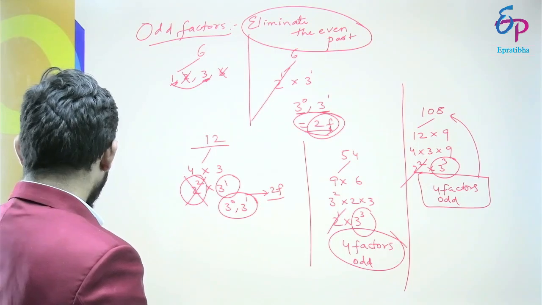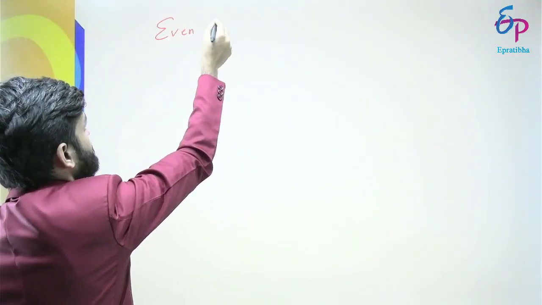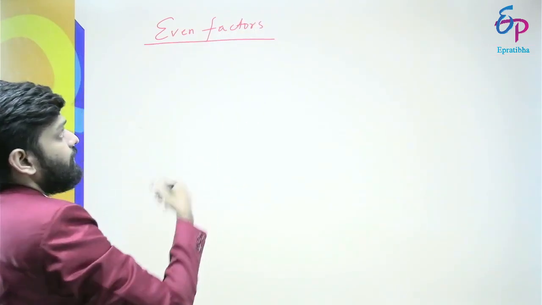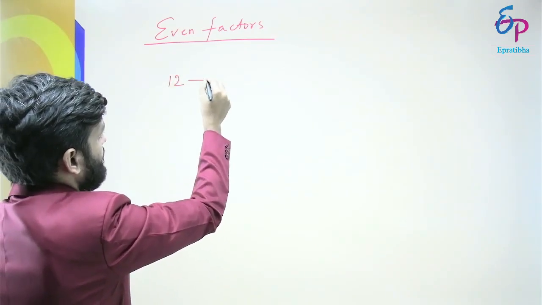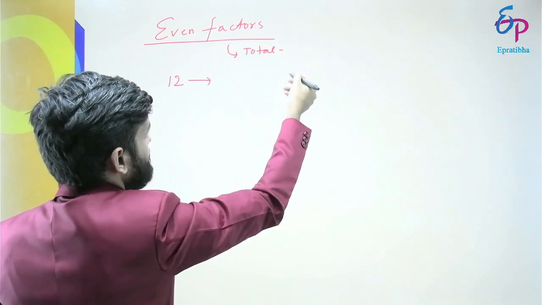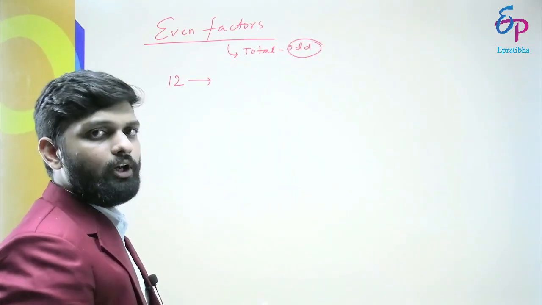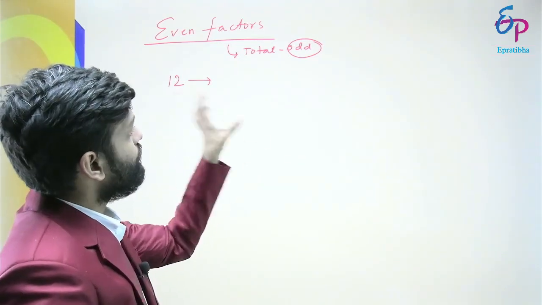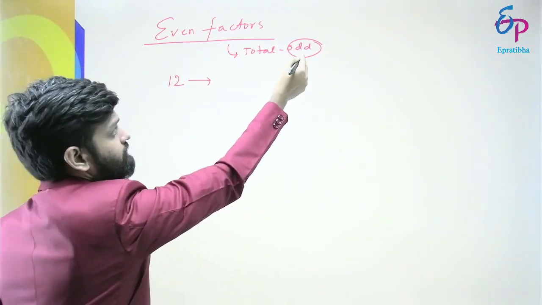So if you have, how can you find even factors? Can you find even factors for a number? How many even factors are there? Just see here, if you have 12, there are 2 methods. You can do total minus odd. There will be only 2 types of factors, right? Whether it will be odd factors or even factors. So if you do total minus odd factors also, you will get the answer. I will tell you one more method. Let's focus on this one first.